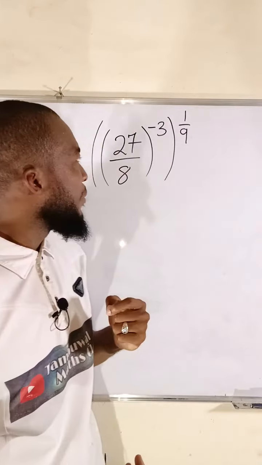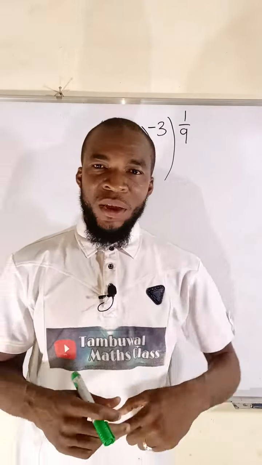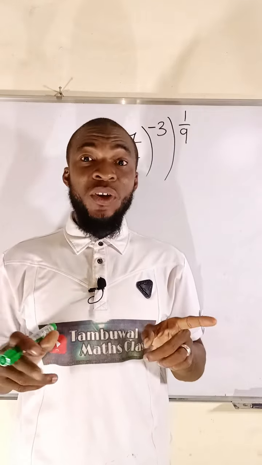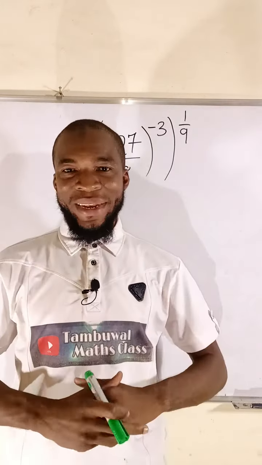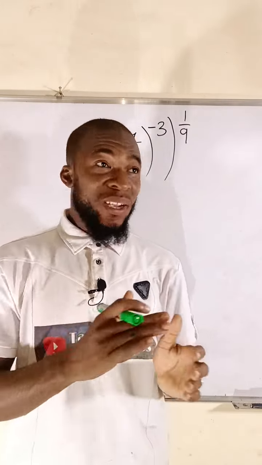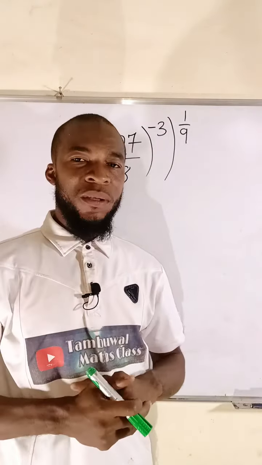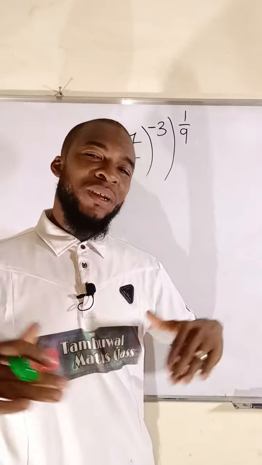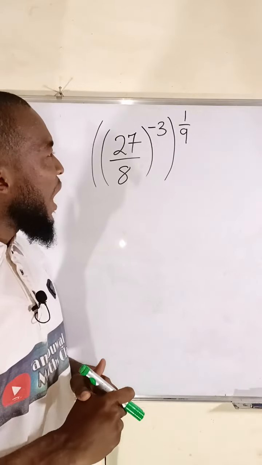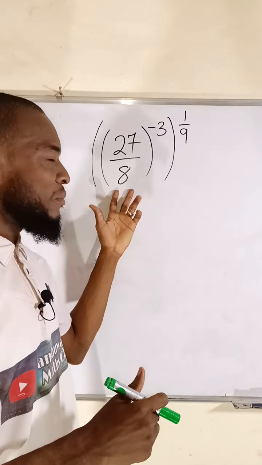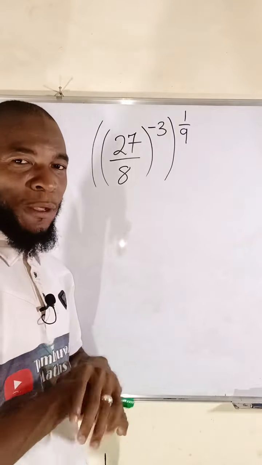Very simple problem, right? (27/8) raised to the power of -3, but all to the power of 1/9. Irrespective of which power you started with, you have to get the same answer, because that final answer is what matters the most. But how do we solve this simple problem? The shortest way, the simplest way.